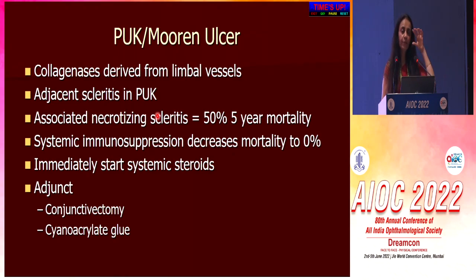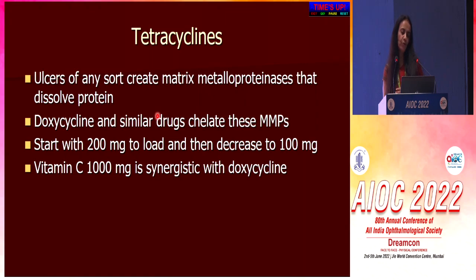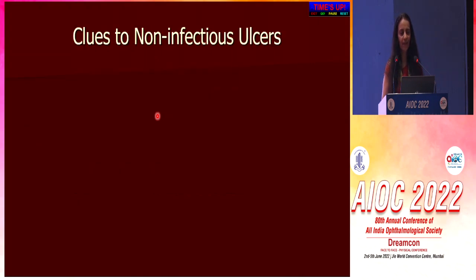You start steroids, and you might want to cut the conjunctiva and throw it away so that there are fewer blood vessels near the limbus, to prevent the inflammation from getting to the limbus. And then you can use glue and little baby PKPs to help create a barrier. We won't talk about tetracyclines, but I do use these in all ulcers along with vitamin C. Low risk, but it may benefit because it prevents the matrix metalloproteinases from melting the cornea. And steroids we've talked about earlier already, but use them if there's inflammation, don't use them if there isn't.